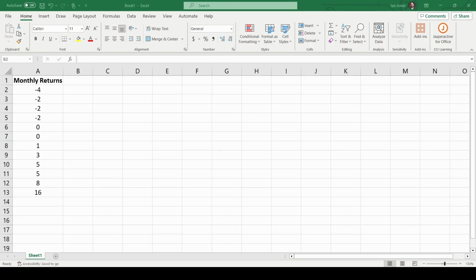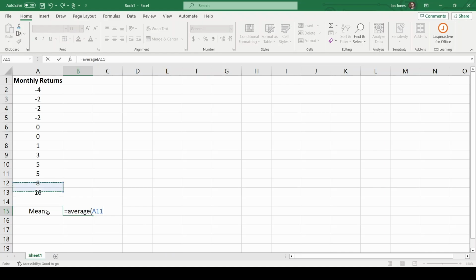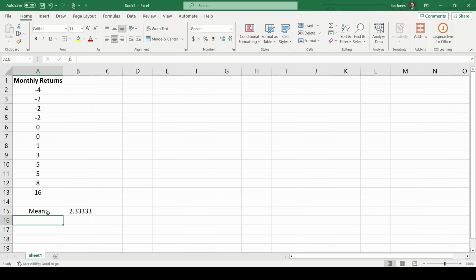So here I've entered the monthly returns data. I can get some key statistics here. The mean overall is going to be equals, Excel doesn't call it mean, it just calls it average. Same thing, average from this cell, colon, down to this cell, bracket, equals. Okay, so the mean is 2.3 repeating.